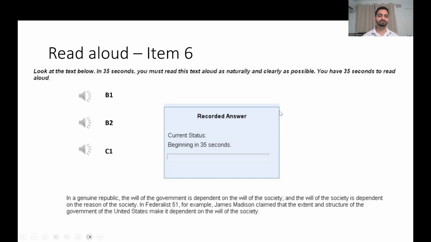Let's look at C1. Yeah, good pronunciation. So you get marks if your pronunciation is good.